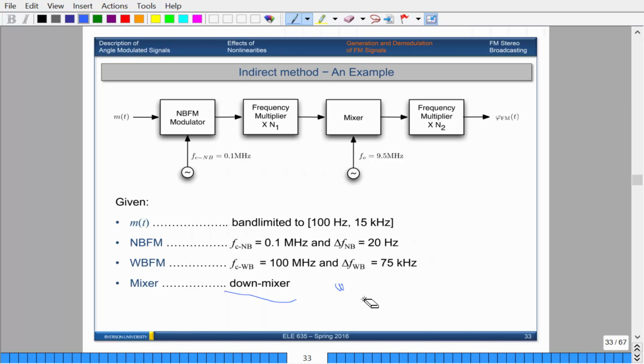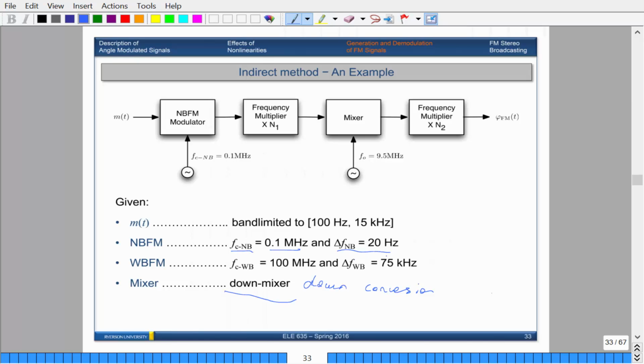It's also known as down conversion, because what you're doing is taking your frequency and moving it down.